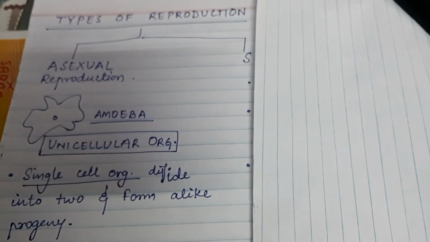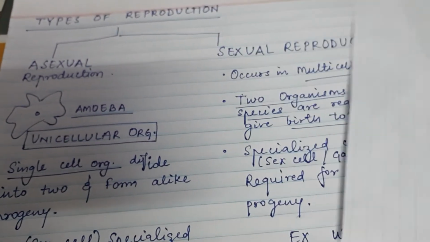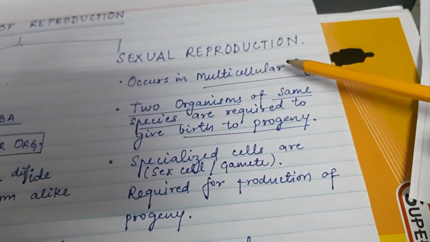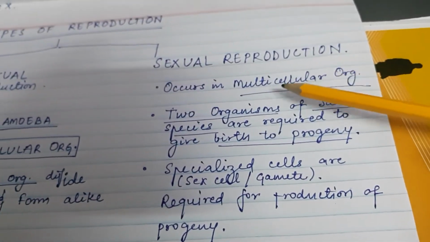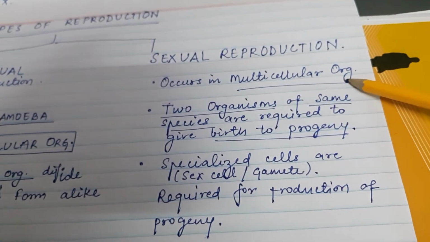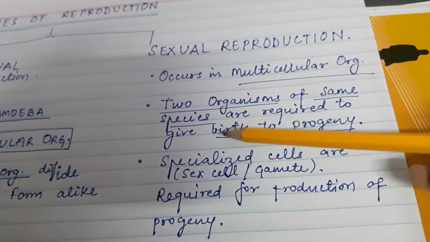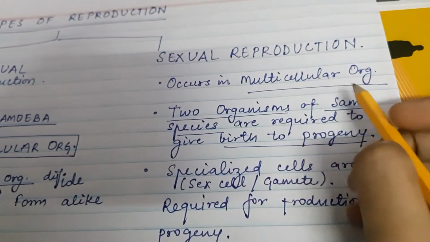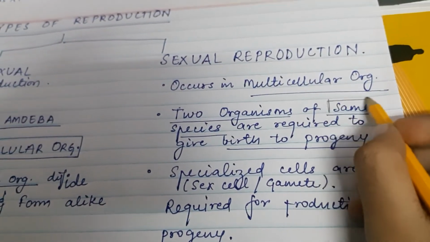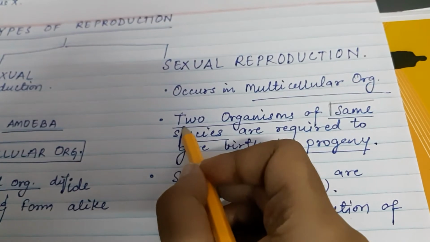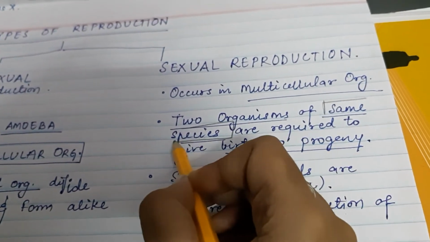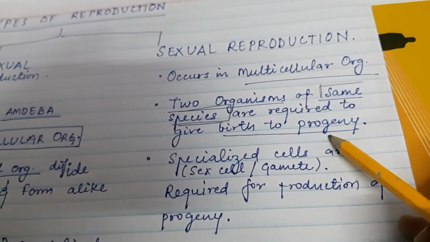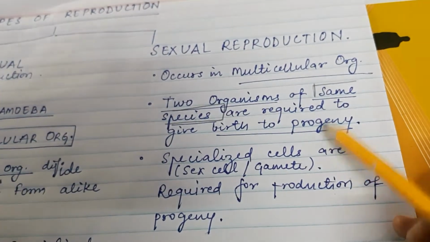Now let's move towards sexual reproduction. Sexual reproduction occurs in multicellular organisms. It includes two organisms of the same species. This is the keyword. Same species are required to give birth to progeny, that is, child.